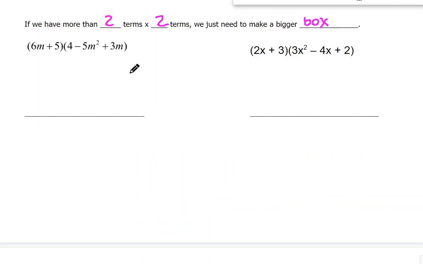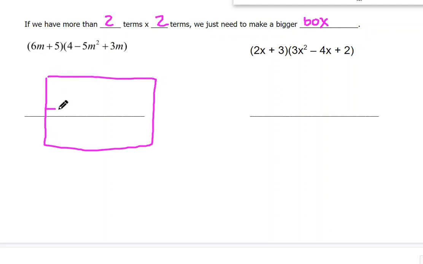All right, hopefully you tried those on your own. Now let's do something different here. Let's say I had more than 2 terms times 2 terms. What do we do? Well, we just make a bigger box. We try and figure out what size box we want. So here I see I have 2 terms times 1, 2, 3 terms. So if I was going to do this with the box method, I'm going to draw a box.